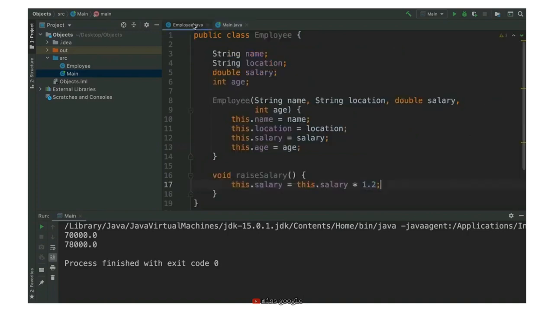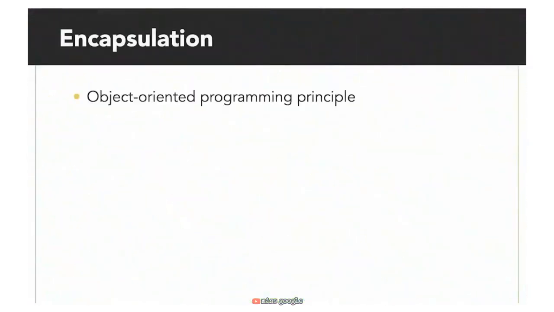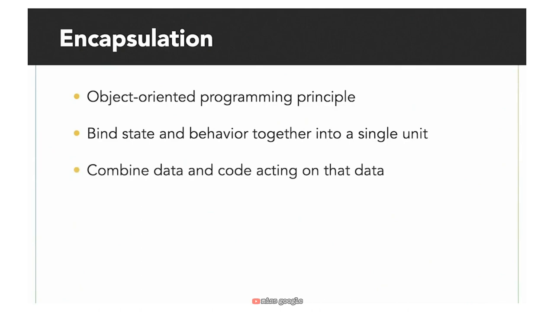In our Java class, we were able to implement a core concept in object-oriented programming by combining the attributes and behaviors of an employee into a single reusable unit. Encapsulation is one of the 4 main principles in object-oriented programming. It refers to the idea of binding an object's state and behavior together into one unit. In other words, encapsulation is about wrapping data and code acting on that data together.